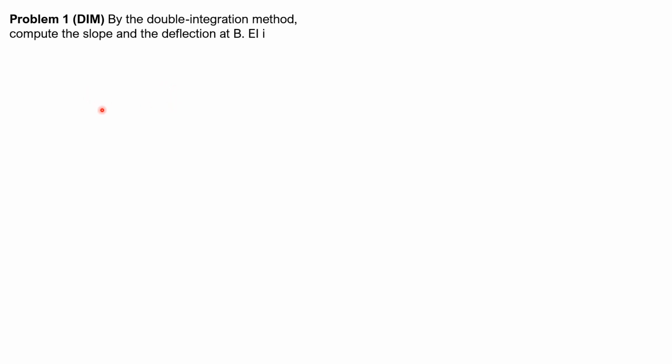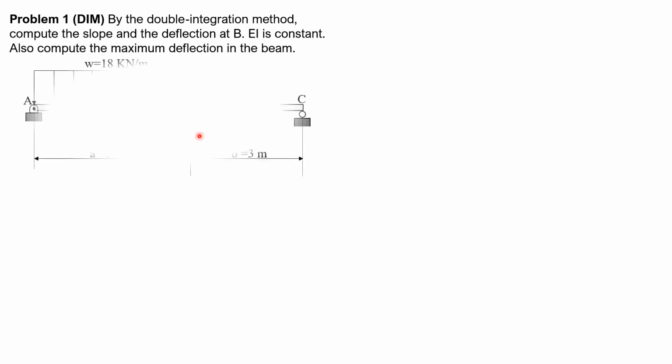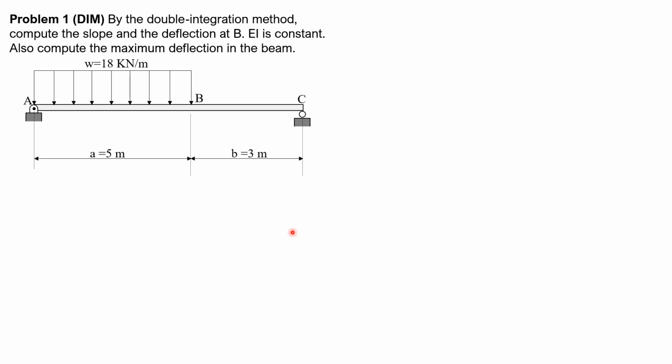So let's have this example on beam deflections solved by double integration method. By the double integration method, compute the slope and the deflection at B. EI is constant. Also compute the maximum deflection in the beam. So here is the given beam.